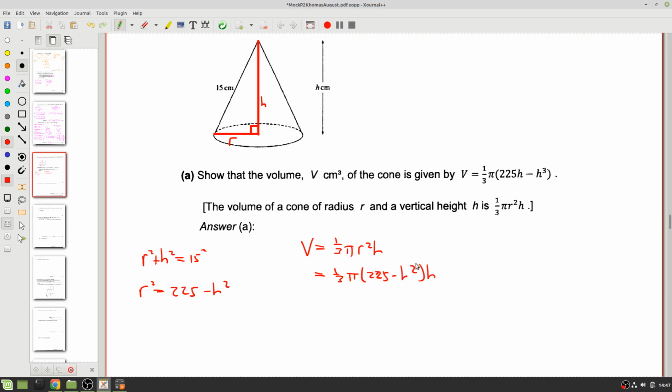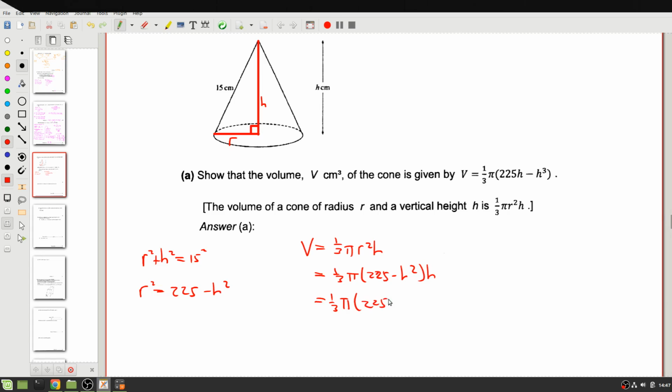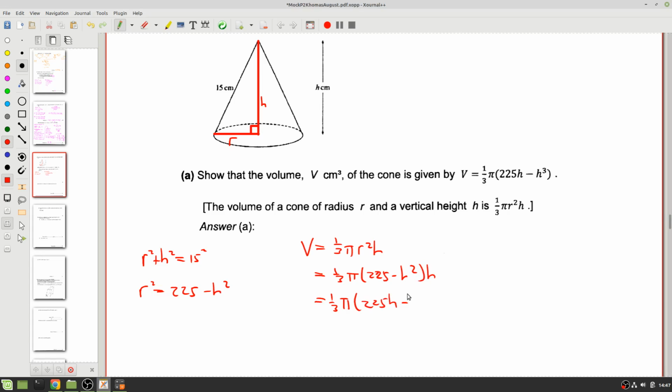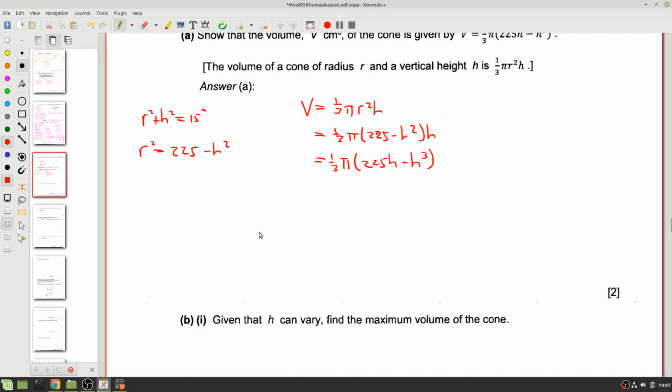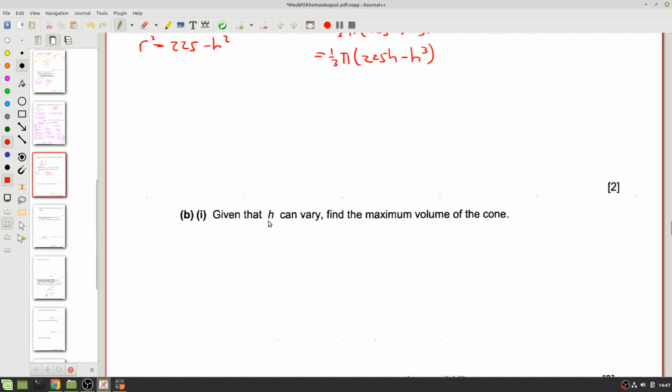And then to get it to look like that, we'll just multiply the h in here. So that's a third pi, and then 225 times h is 225h, minus h squared times h is h cubed. Good, there we have it. Nicely done. Alright, now given that h can vary, find the maximum volume of the cone.